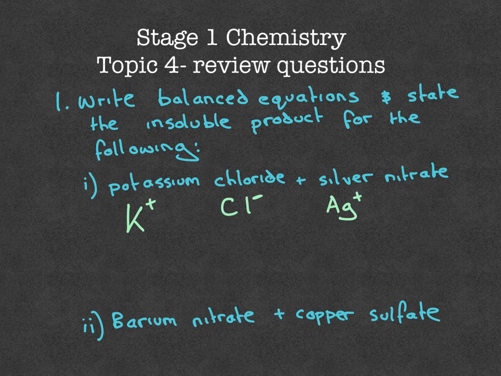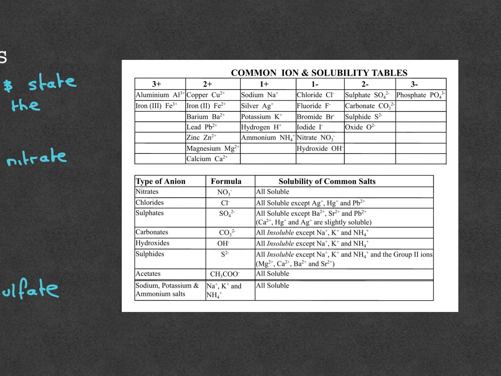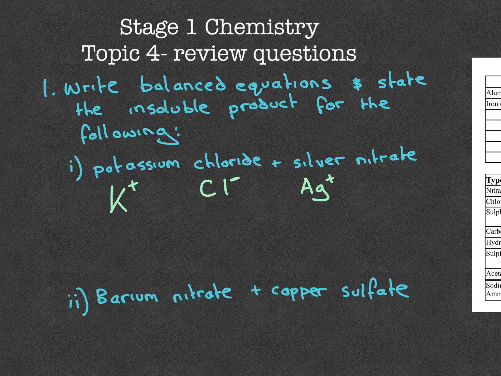Some of these metals, the transition metals, are a little bit trickier to work out. But what you guys will have in the test is this, which is our common ion and solubility table. So all of those ions will be on there for you to be able to look at as well. And that's what we're going to use to work out the solubility later. So then we have to work out the nitrate ion. And from our table, we can see that nitrate is NO3 negative.